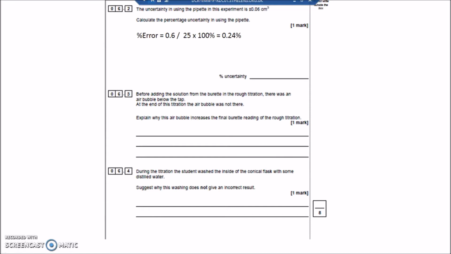Before adding the solution from the burette in the rough titration, there was an air bubble below the tap. At the end of this titration, the air bubble was not there. Explain why this air bubble increases the final burette reading.